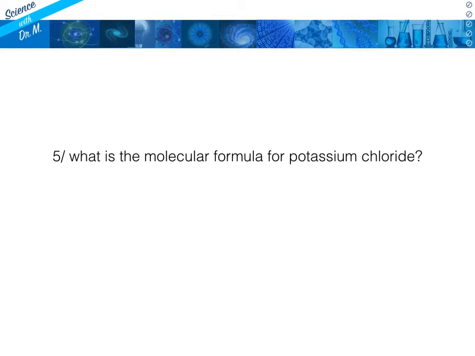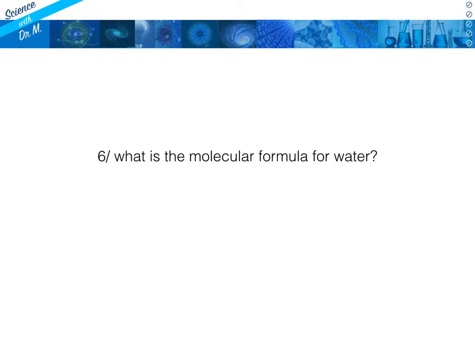Okay, what is the molecular formula for potassium chloride? Potassium chloride. KCl, because K is for potassium, of course. What is the molecular formula for water? And the answer, H2O.